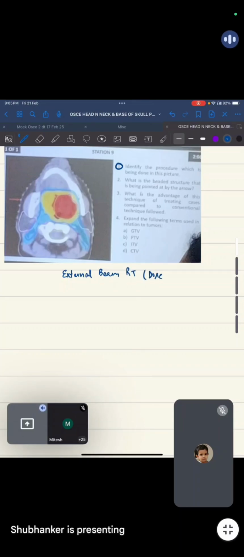When you read about it, there's something called dose painting. And likely, if you have to answer in one thing, this is proton beam therapy. Proton beam therapy.